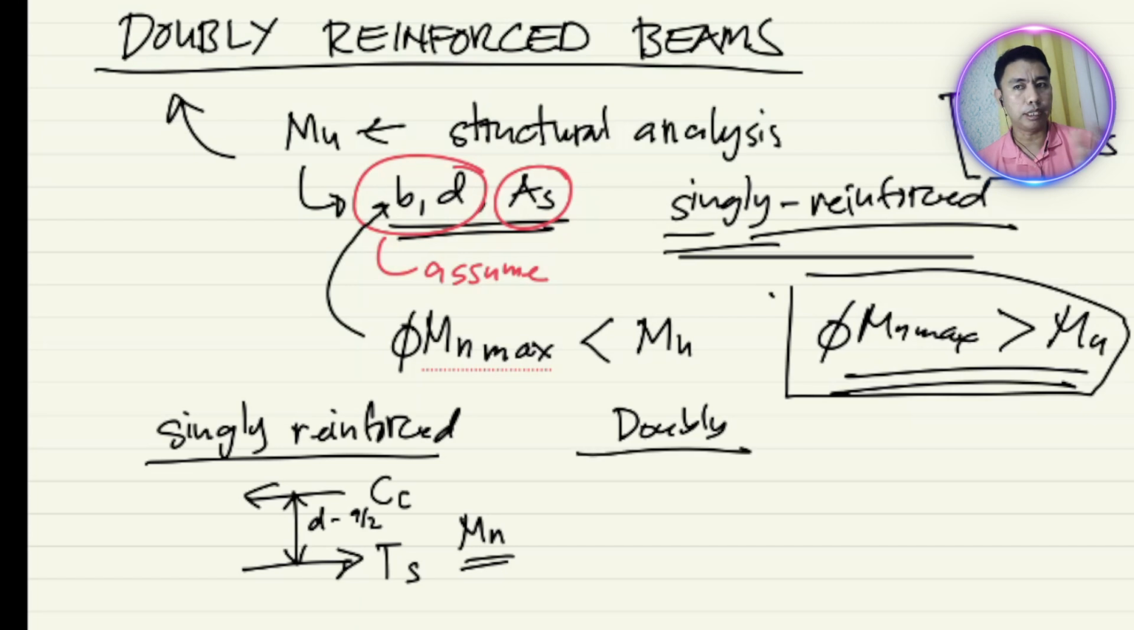Now, in doubly, kasi nga we cannot adjust the section anymore. So we need to add another moment. Okay? So how can we do that? We cannot add additional compression because yun na nga, ang section ng concrete is limited already. But we can add additional tension. Okay? So we will add additional tension sa baba.